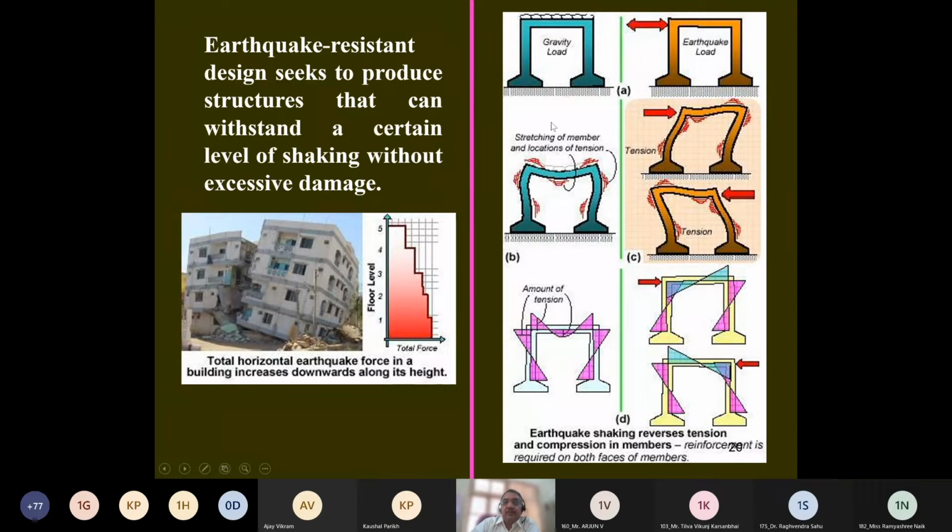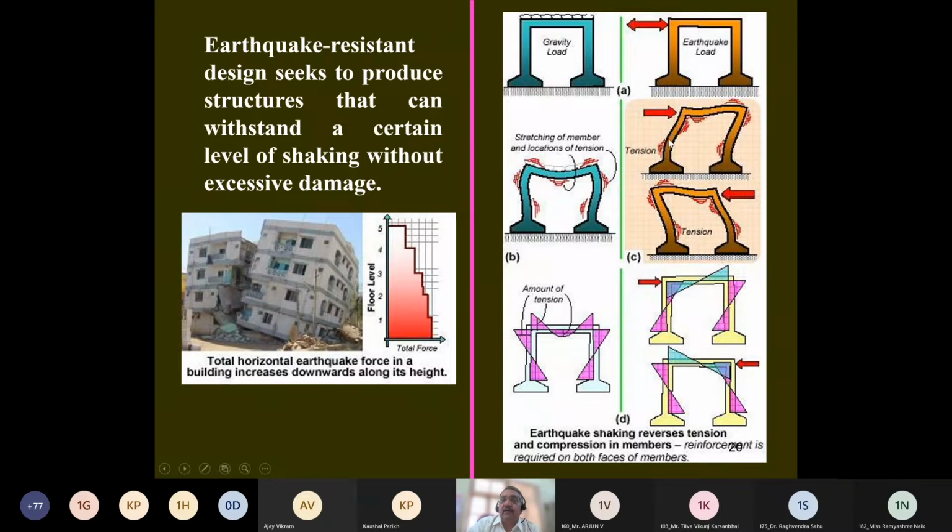The difference between gravity load and earthquake load is shown here on the right hand side. So this is the gravity load. This is the deformation shape, stretching of members and location of tension. These are the areas where we expect tension and we provide reinforcement accordingly. Whereas in the case of earthquake load, it can be from left to right and then right to left.